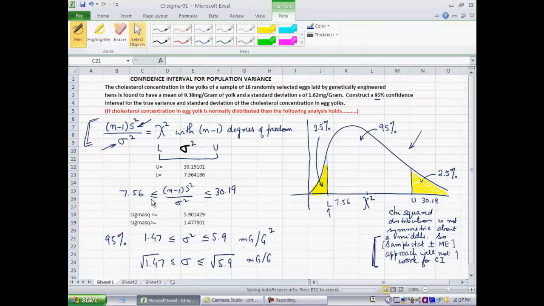You just take one inequality, take the second inequality, and just rearrange the numbers, and you will get the limit that you're looking for. So the end result of our calculation here is that I'm 95% sure that the variance of cholesterol concentration in egg yolks, based on the sample data that I got, lies between 1.47 and 5.9 milligrams per gram squared.